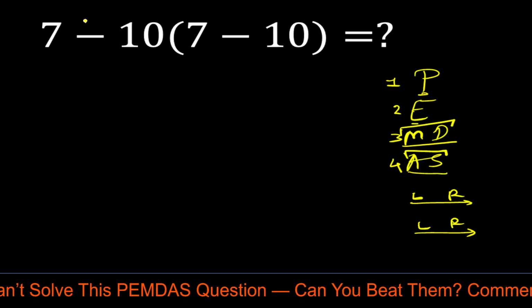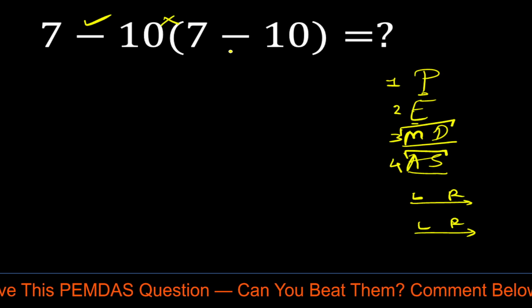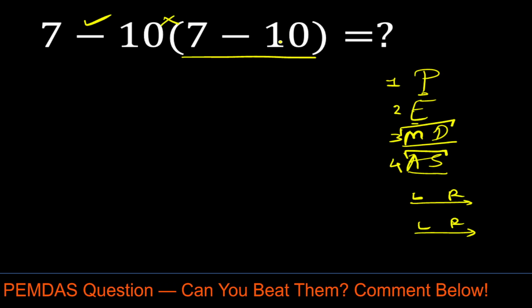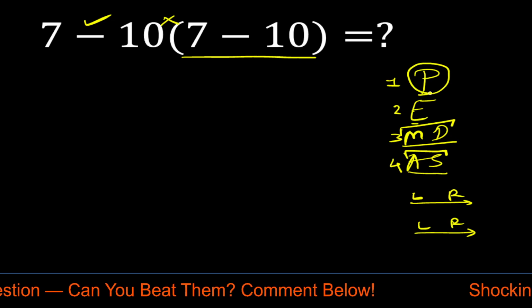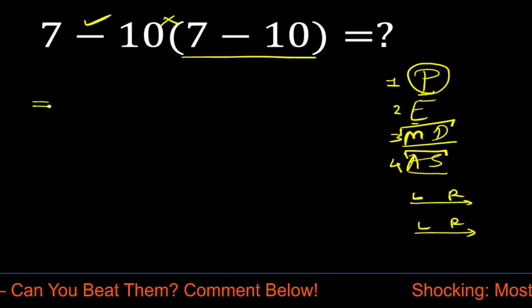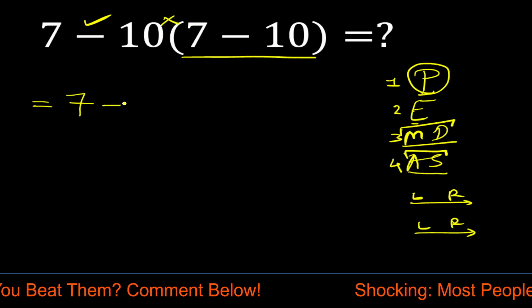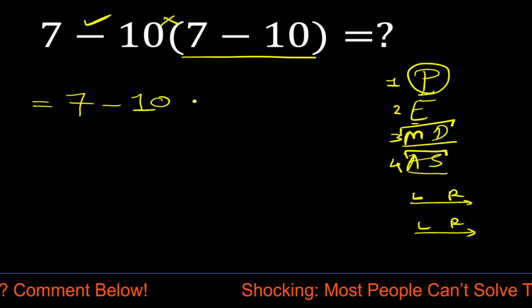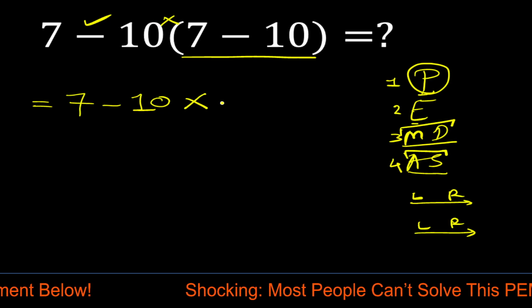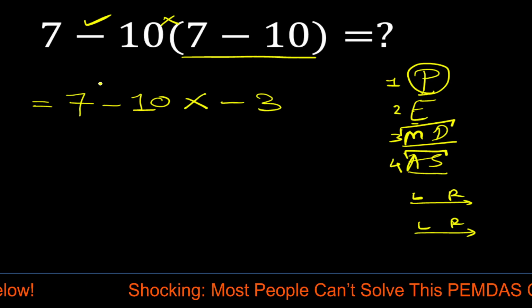So in this question, here we have subtraction, here multiplication, and here we have one parenthesis, right? So according to PEMDAS rule, first we have to solve parenthesis. So now 7 minus 10. Now solve this parenthesis. 7 minus 10 is equal to minus 3. So times minus 3, right?